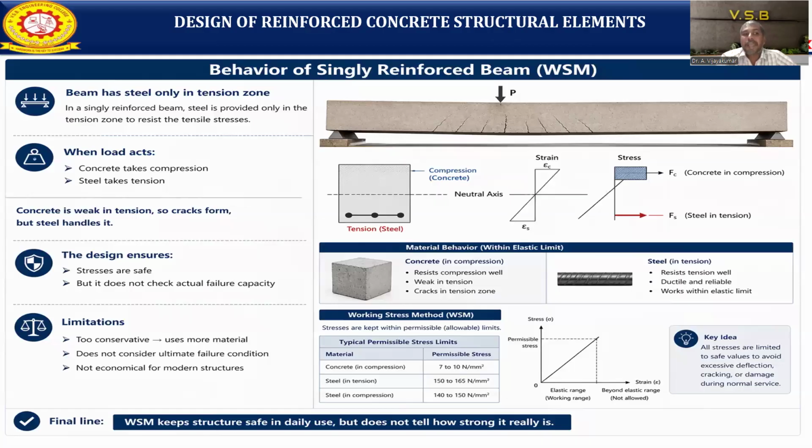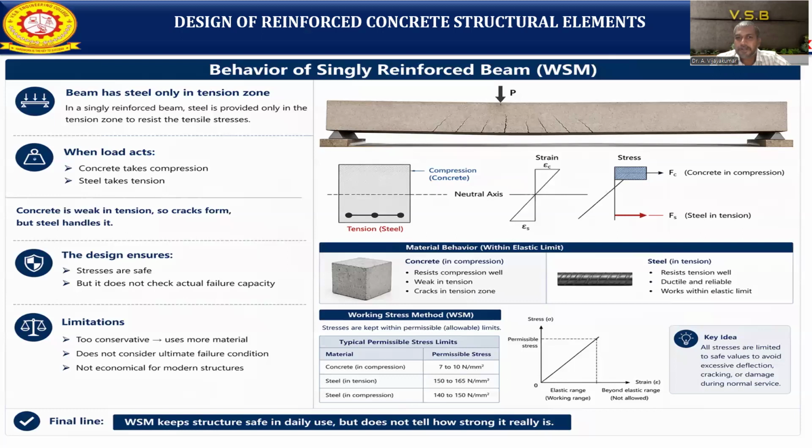When the load is acting, what will happen? Concrete takes the compression and steel takes the tension. This is the philosophy, it happens inside the beam structure. We know these things. Concrete is very weak in tension, so it will crack and deflection will come. But steel handles this. When deflection starts, the steel is going to take the load instead of the concrete.